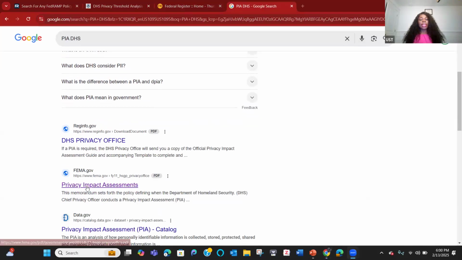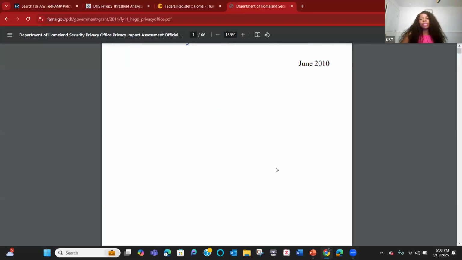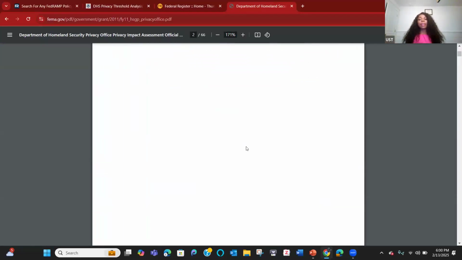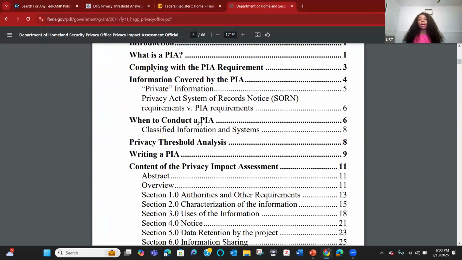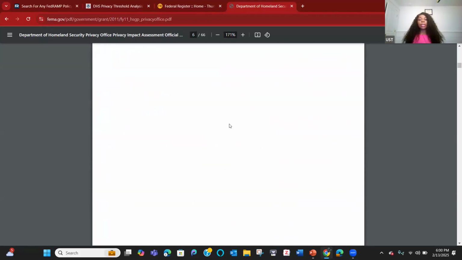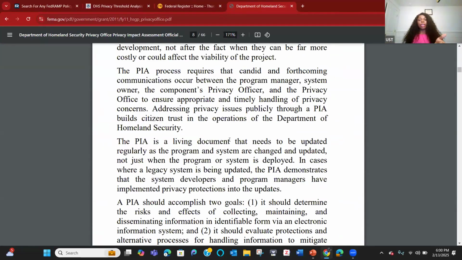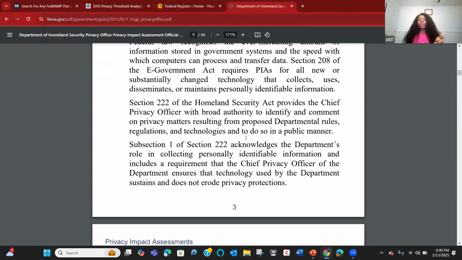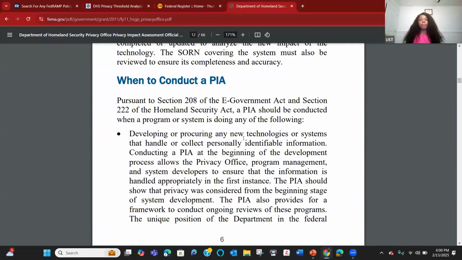Once you download it, you can just see what it is. This thing is easy. They've even explained so many things, what this document is all about, all the different sessions. If we go to, for example, what is PTA, they have the introduction, complying with PTA requirement. These are some of the things that you all can read at your leisure time, okay?